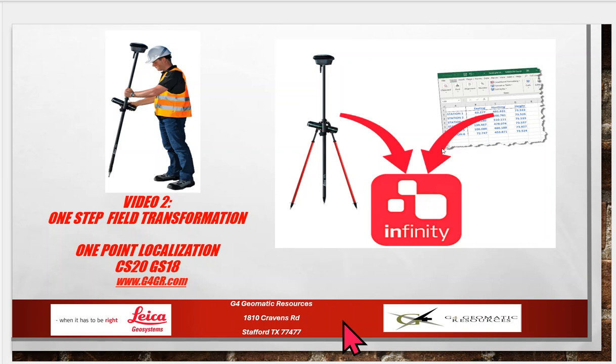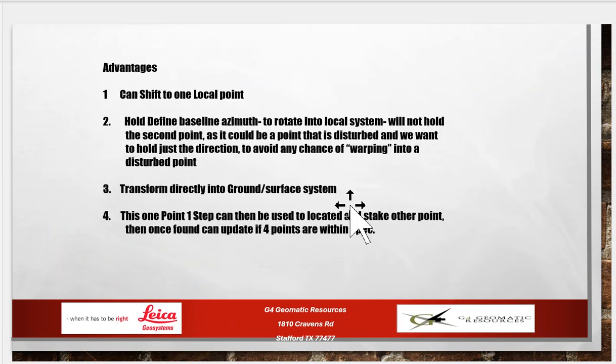In this case, we can do a one-point localization using the CS20 and GS18. The advantage of the one-step is we can shift into one local point. In this scenario, we want to rotate into a direction, and we might not want to hold that second point. Maybe the second point, like on a boundary, was disturbed, and we shot it in the inverse, and the distance didn't quite check out, so you don't want to warp into that, but just hold that direction to find these other points. So once again, we can shift and transform into a ground system and use this to locate the other points to update.